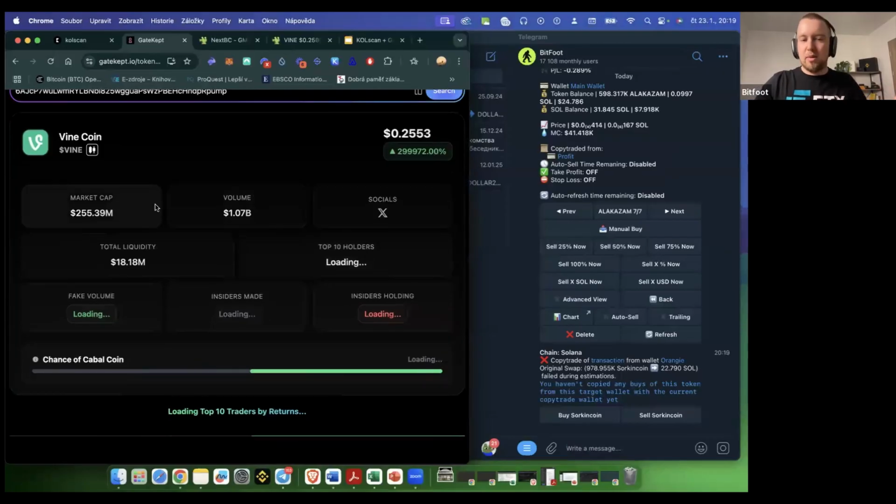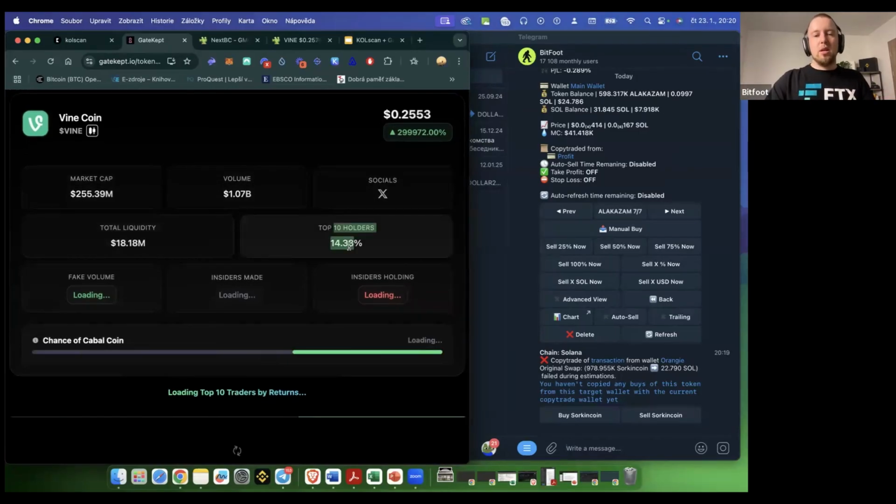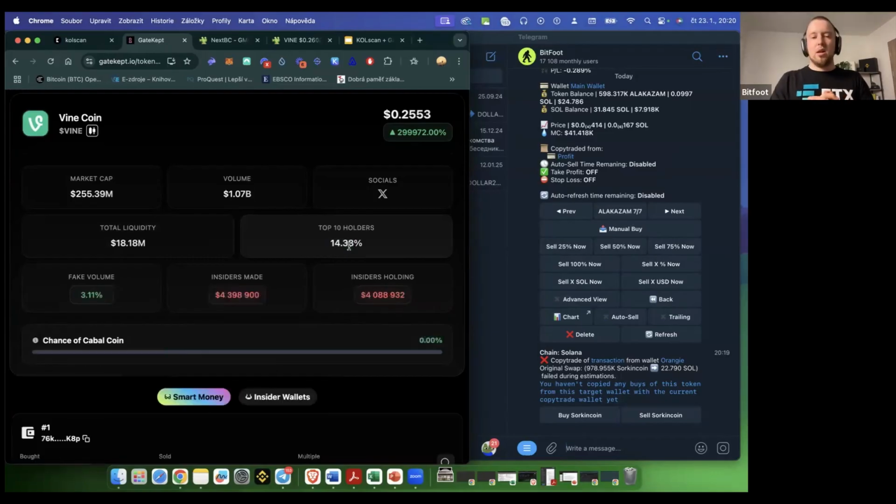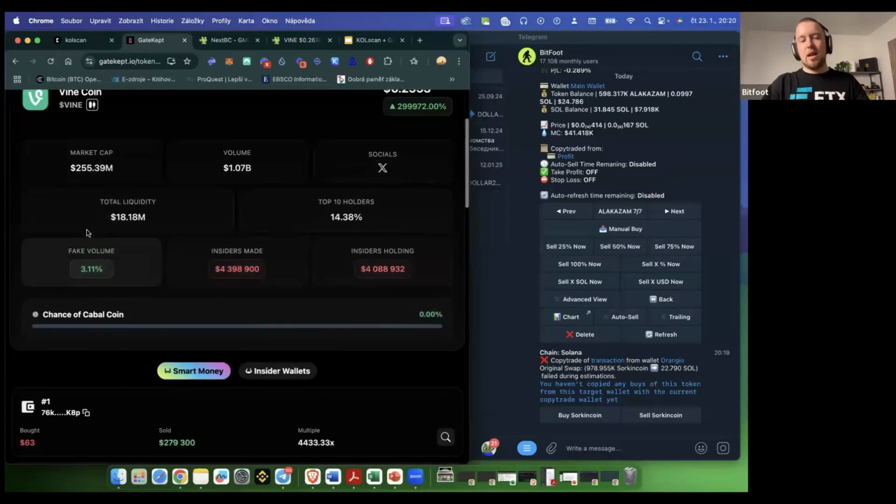So we can see obviously the market cap, the volume, the socials, the liquidity, the top 10 holders. 14% is, like I said, pretty good. I wouldn't like to see this over 20%. We can see some fake volume, which is not huge. This is nothing. If it's not over 10% or 20%, it's usually good.